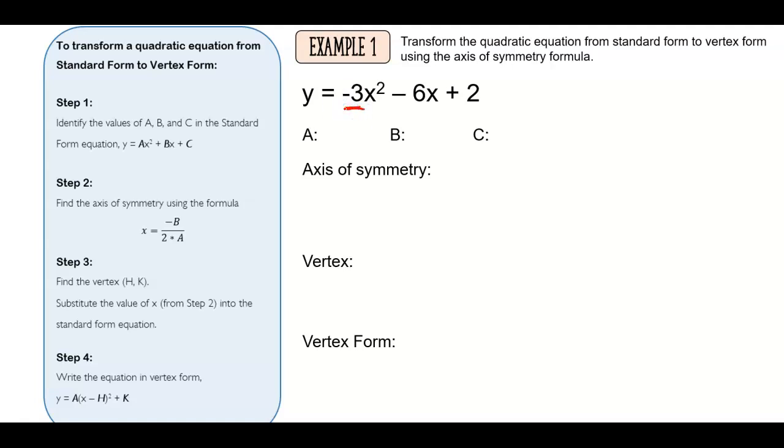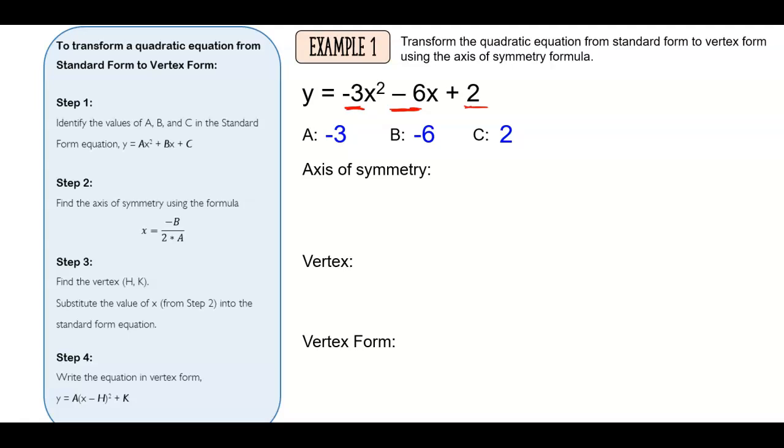-3, right? What's B in front of the x in the middle there? So not just 6, but -6. And then what's the c value? Okay, so your first step is what's A, B, C? Okay, so let's fill that in. -3, -6, 2. Did everyone fill that in on your notes?